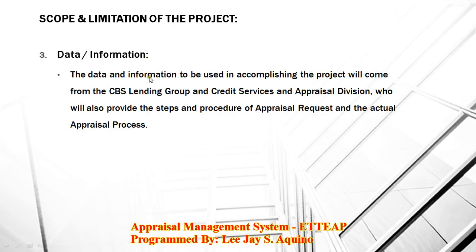Data and information: the data to be used in accomplishing the project will come from the CBS lending group, the credit system, and the appraisal division, who will also provide the steps and procedure of the appraisal request and the actual process request.